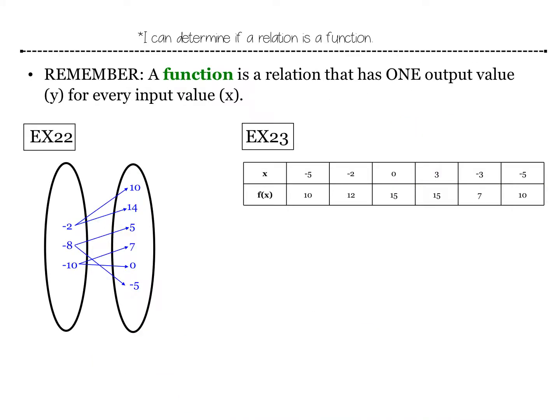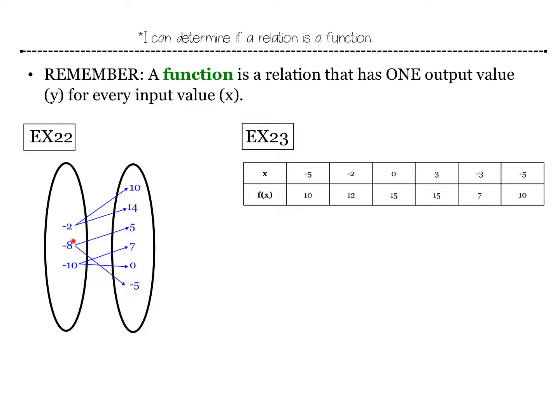So our last goal is to be able to determine if a relation is a function. So remember, a function is a relation, so it's a set of x and y values that has one output value for every input value. So if my x repeats, I get the same value. That's the definition of a rule or a function.